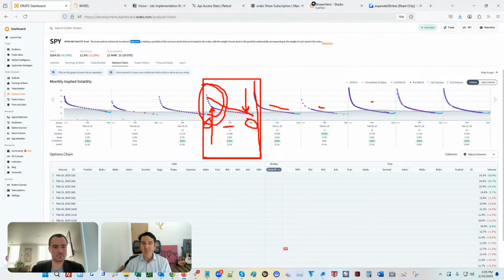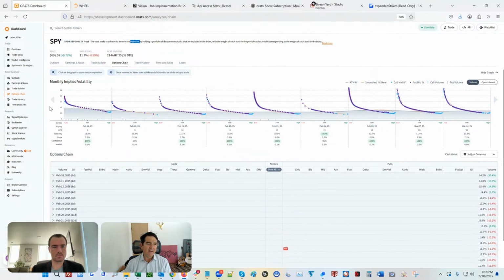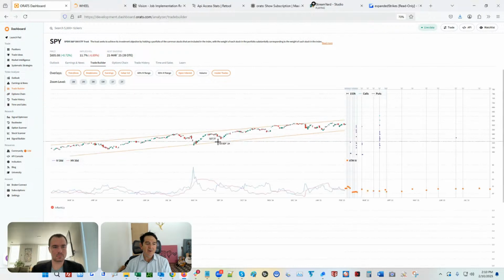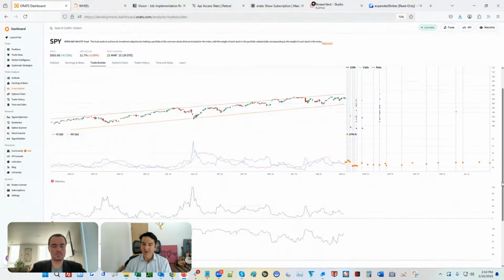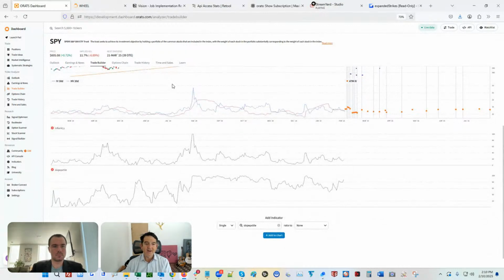So basically what I'm saying is that the zero DTE has effectively flattened out the skew. So now that we've seen that, we could go back to that trade builder and then think about what's happened lately since that August surprise.